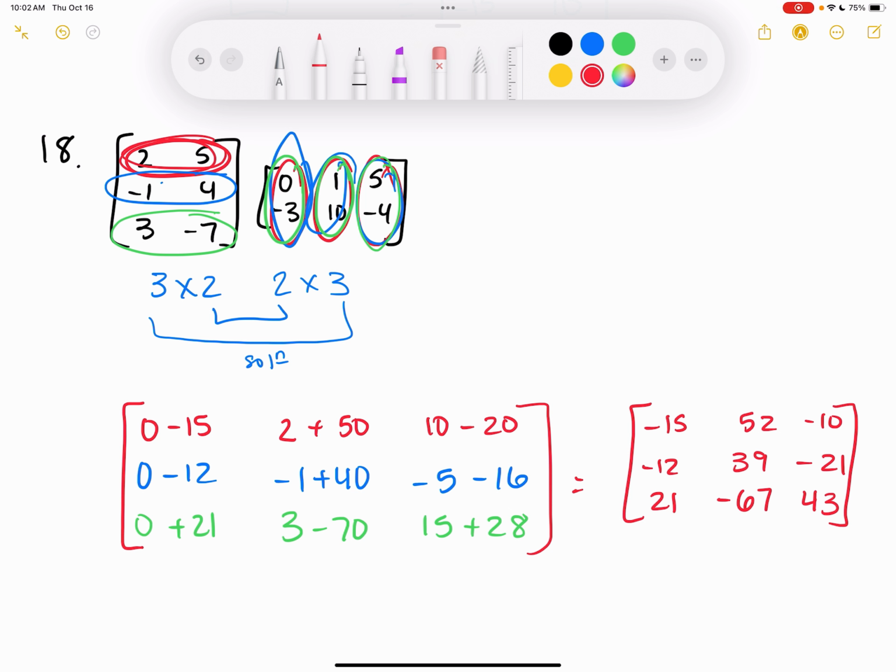Now, obviously that was a lot, so even if I was going to do this by hand, I probably should still check it just to make sure. So we're going to put this first matrix into matrix A and the second one into matrix B.